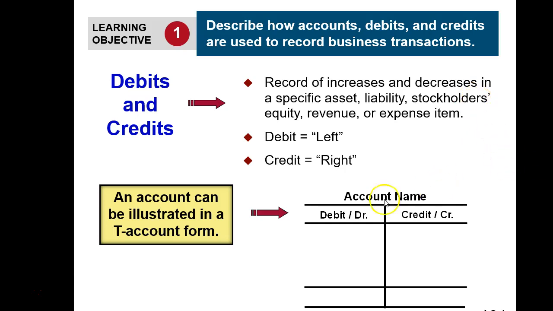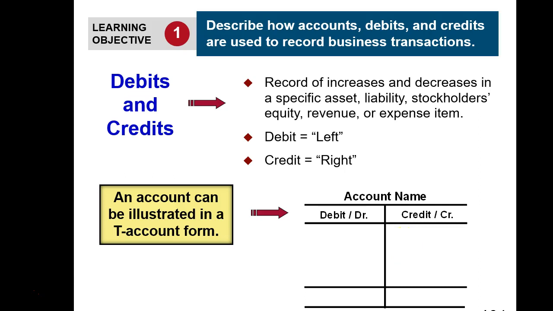So the account name goes across the top of the T account. The account name might be cash, accounts receivable, accounts payable, service revenue, etc. You list all your account names. Each account name has its own separate T account. Each account will have a debit side and a credit side.